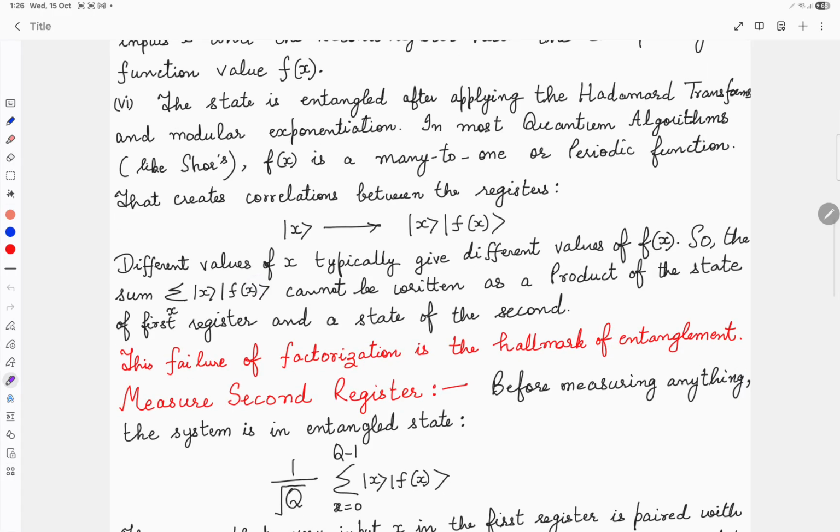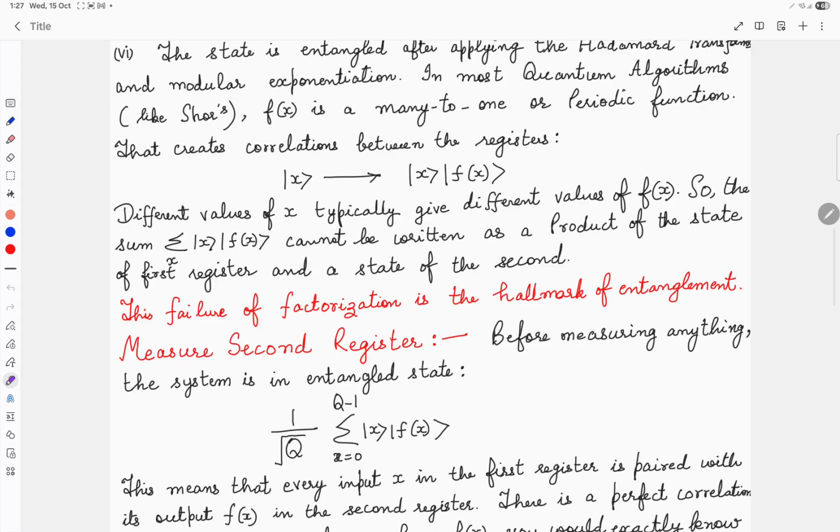Different values of x typically give different values of f(x). So the sum of |x⟩|f(x)⟩ cannot be written as a product of the state of the first register and the state of the second register. That means they are not separable states. The |x⟩ and |f(x)⟩ are not separable. They are entangled with each other. They are paired up with each other. Their values depend on each other, right?